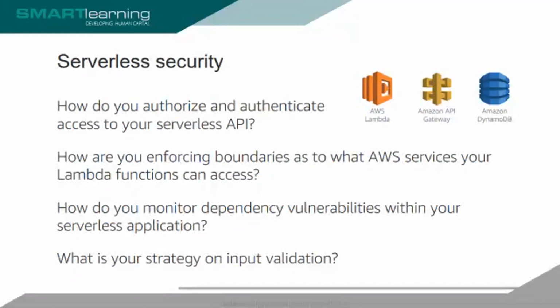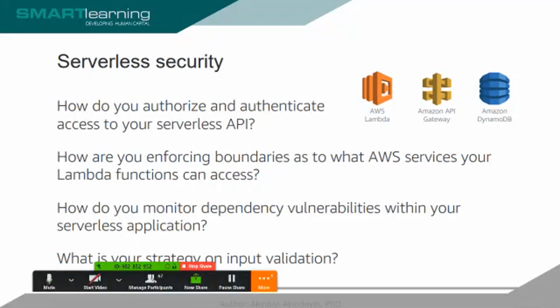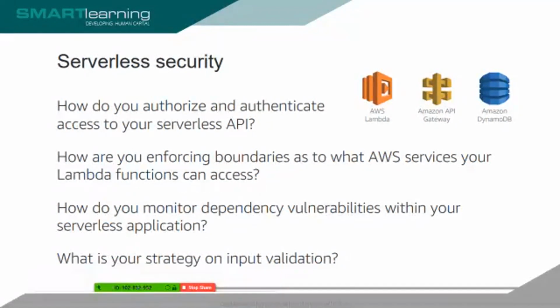So when you talk about serverless, everyone, you just go straight to Lambda. That's the key. That's the service within AWS that actually does this. Okay. So how do you monitor dependency vulnerability within your serverless application? And what's your strategy for input validation? So you have to create policies for Lambda.